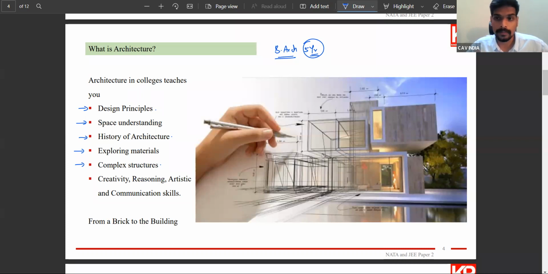And most importantly, this is a brief on the content you'll cover in your colleges in your bachelor's of architecture. But let me tell you what skills are required.